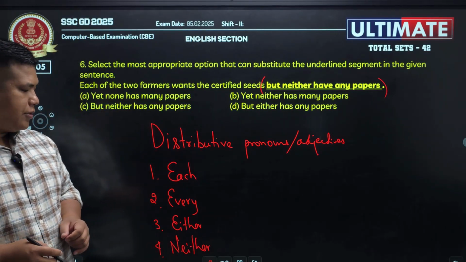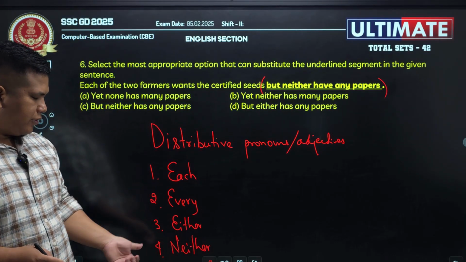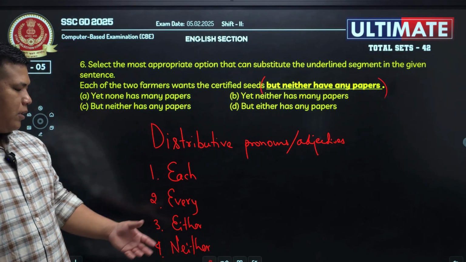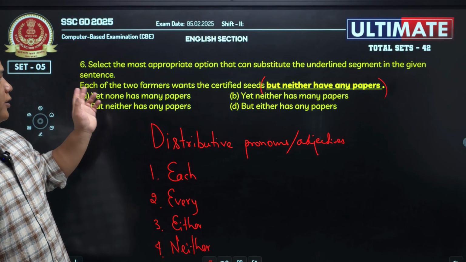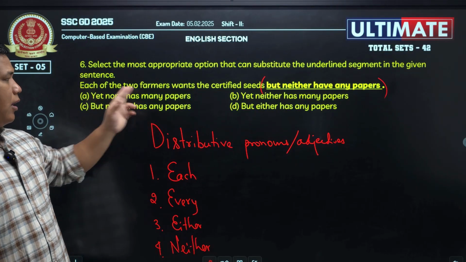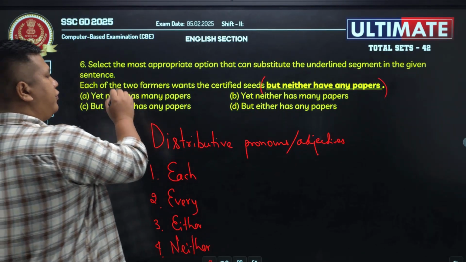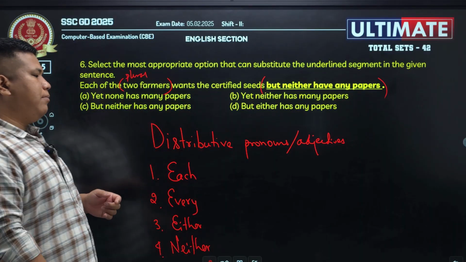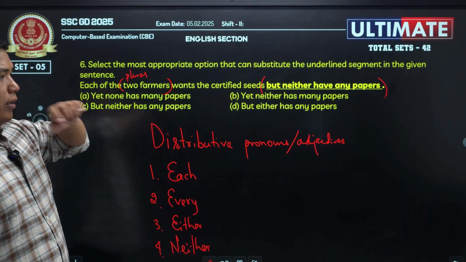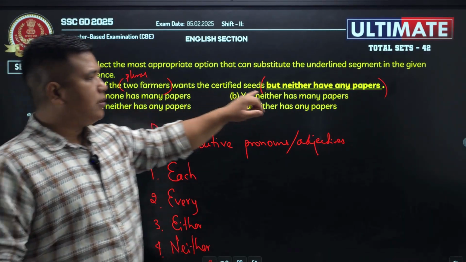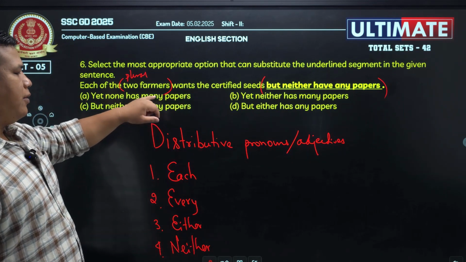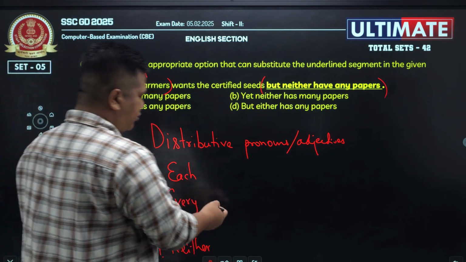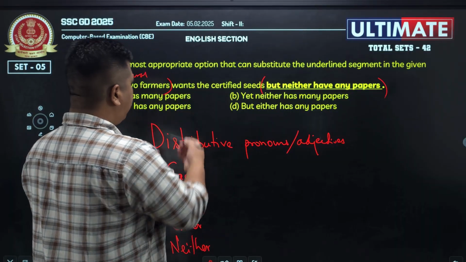Distributive pronouns and distributive adjectives include each, every, either, neither. Each of the two farmers, neither of the two farmers, neither have any papers. So neither, again two farmers. So a distributive pronoun is usually followed by a plural noun like this.